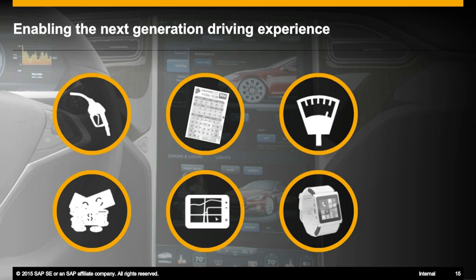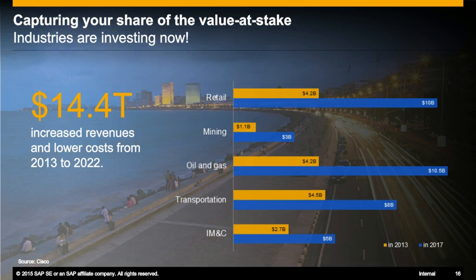But as I said before, industries are heavily investing in this area already. According to some estimations, we are talking about $14.4 trillion in additional revenues by 2022. So if enterprises today do not pursue the opportunity in front of them, they will really suffer from squeezed margins, because machine-to-machine communication is less costly, less time-consuming and also less error-prone compared to people-to-machine communication. And companies who take advantage of these opportunities will really win against their competitors.